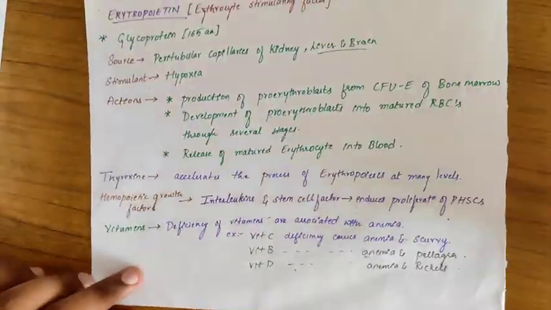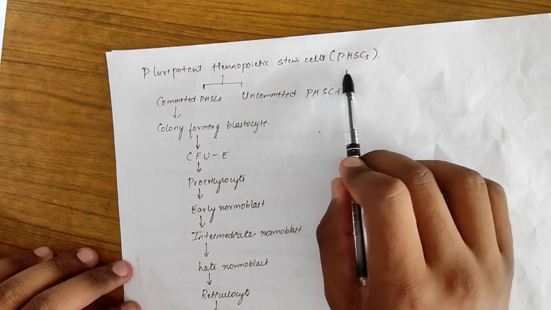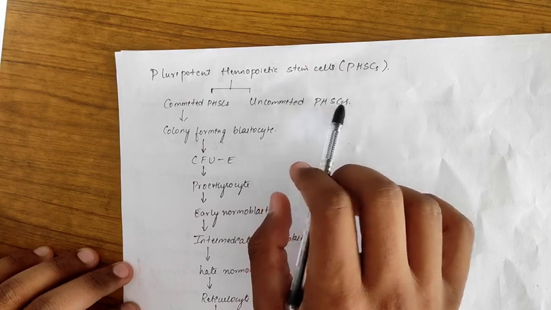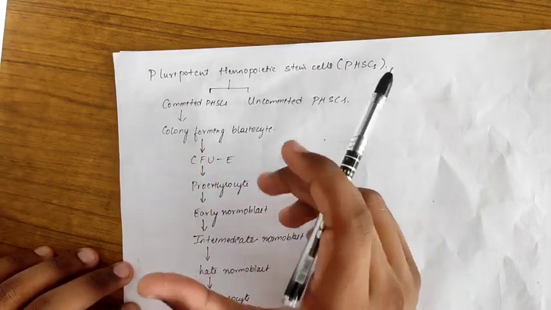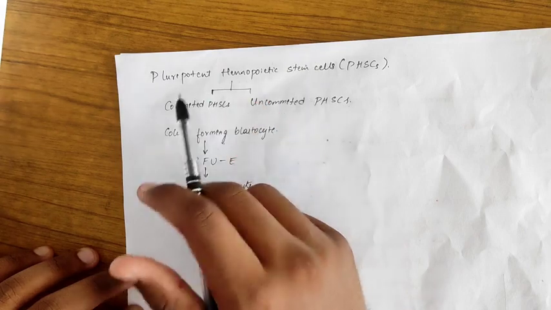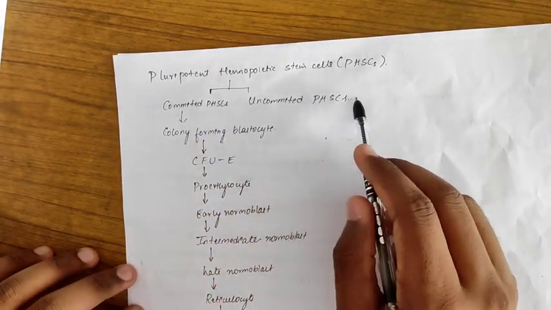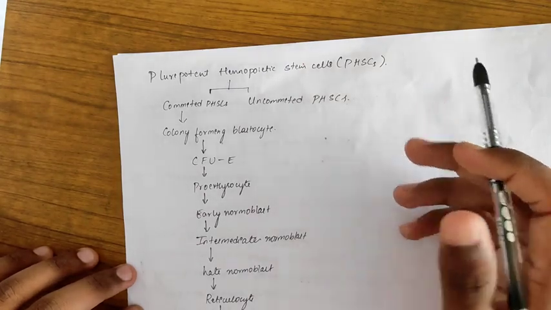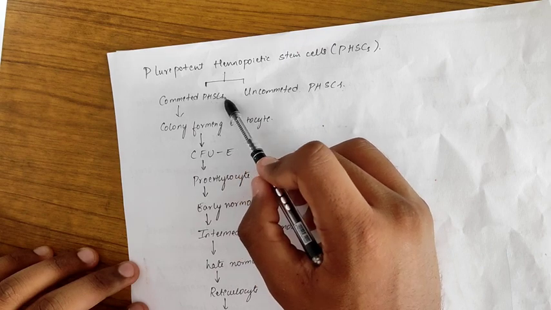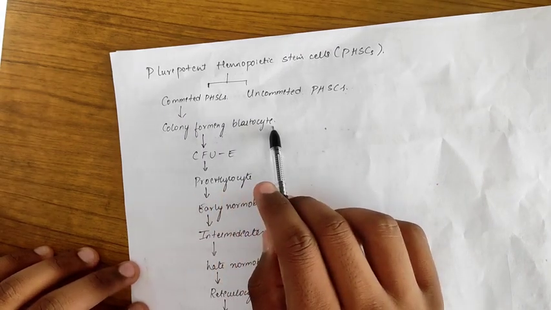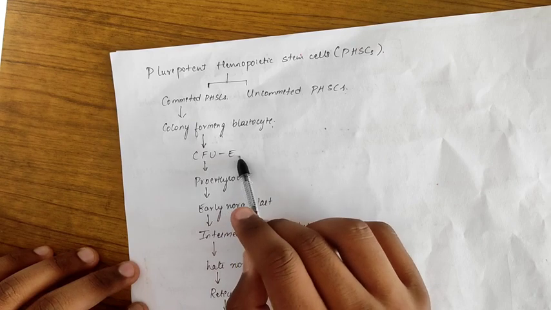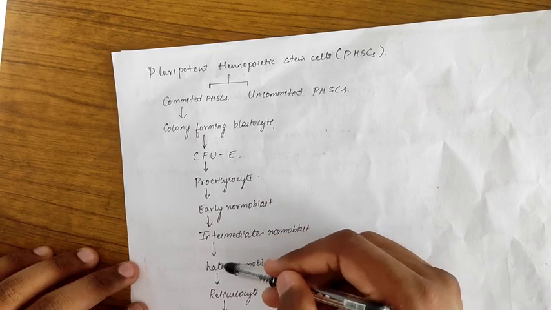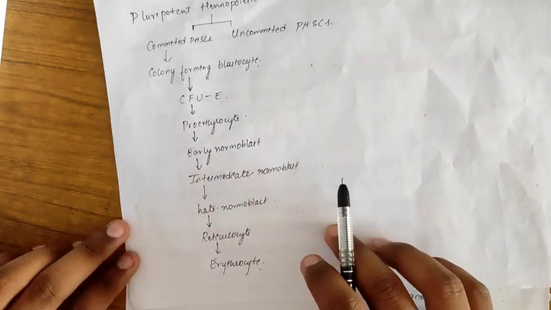Before studying this, our basics: there are pluripotent hematopoietic stem cells in red bone marrow. There are 2 types, committed and uncommitted pluripotent hematopoietic stem cells. Committed means it will form a particular type of cells, for example, it can form RBCs or WBCs. But uncommitted can form any type of cells. It is not defined to form a particular type of cells. Committed pluripotent hematopoietic stem cells form colony forming blastocyte. This forms colony forming unit E. E means erythrocyte, and this later differentiates into proerythroblast, early normoblast, intermediate normoblast, late normoblast, reticulocytes and erythrocytes.